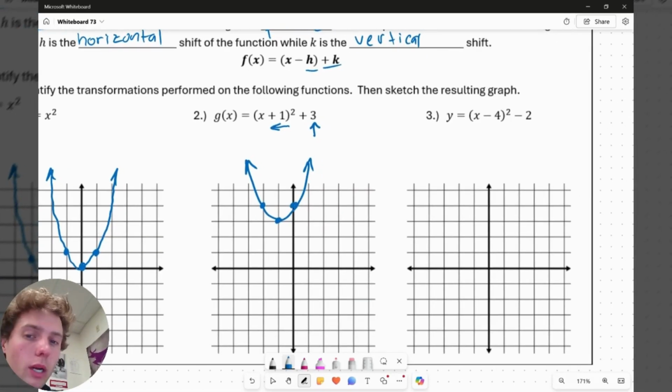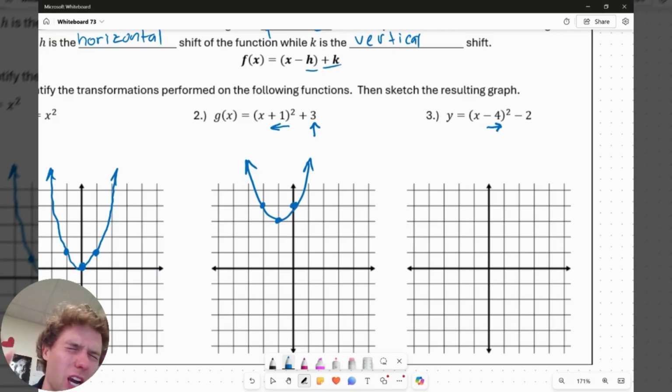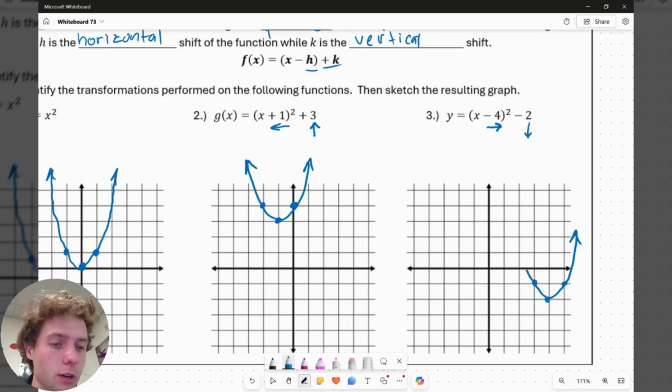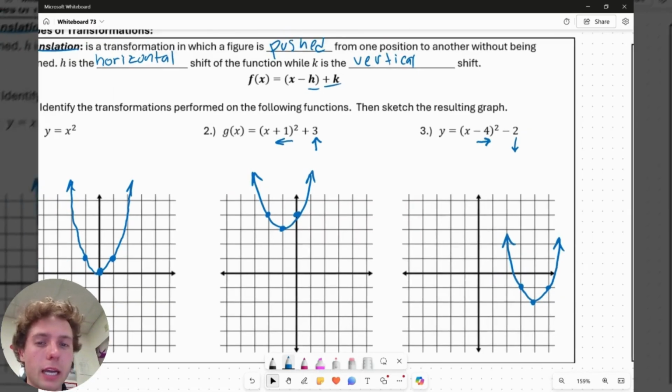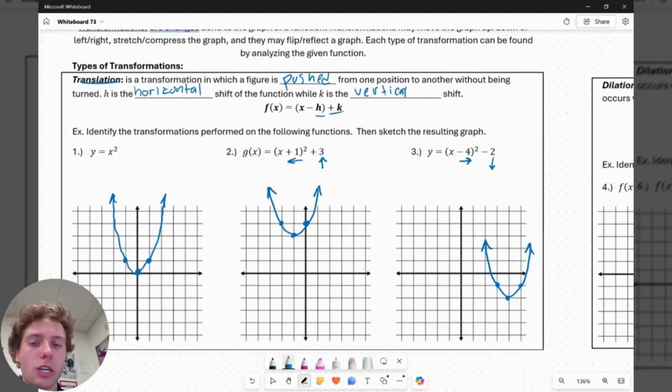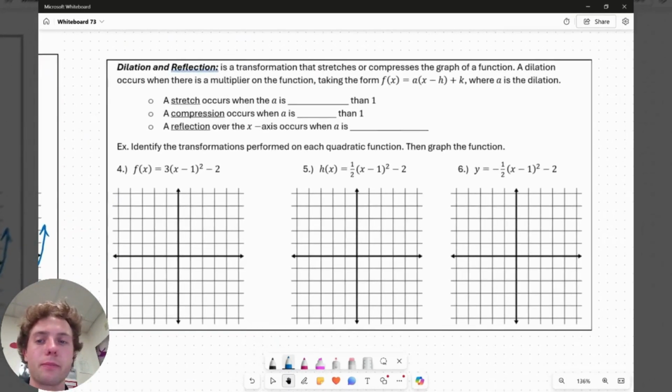Same idea with the third one. Value on the inside is left and right. It's always opposite. So I hear minus, I'm thinking, okay, where's that going to go? It's going to be the opposite of what I expect. So it's going to go right 4. I see the minus on the outside. Outside works normal. Minus on the outside would mean it would be going down then. So I need to move this U shape right 4 and down 2 and have the U shape from there. Okay, this is the basic idea of what a translation does. Notice it did not change the U shape, it just moved it side to side, up and down.